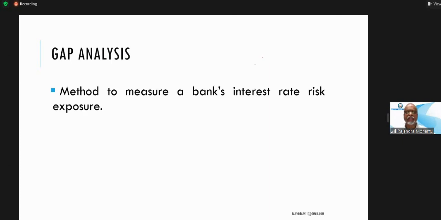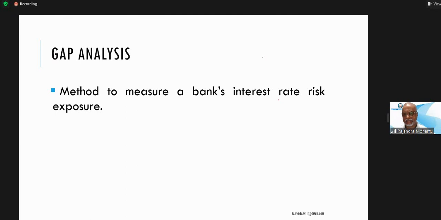Okay. So basically it is a method to measure a bank's interest rate risk. Normally, whenever interest rate risk is concerned, gap analysis is more useful than fund analysis. So gap analysis is done to know the bank's interest rate risk. Whenever the rate of interest is changing on the asset or liability side, or on both together, what the impact is on our NII. That is the gap analysis.